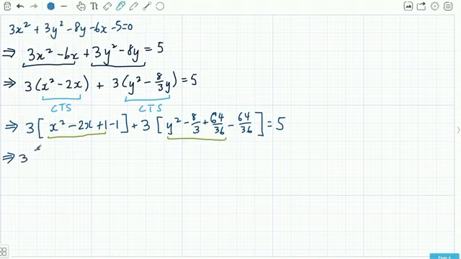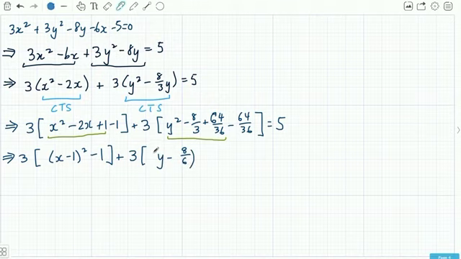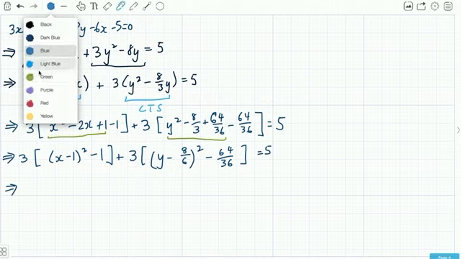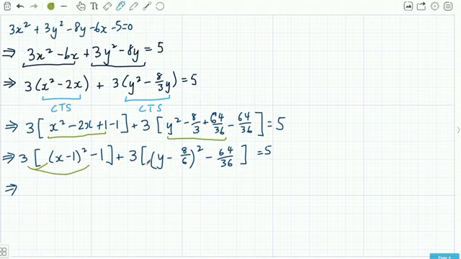So we've got 3 outside of this, x minus 1 all squared. This one here is not as nice. It's the square root of 64, which is 8, and the square root of 36 is 6. And it's a minus because of that second sign there. And minus 64 over 36 equals 5. And we're just going to now expand out. So expand the 3, so it multiplies both the terms in those square brackets.